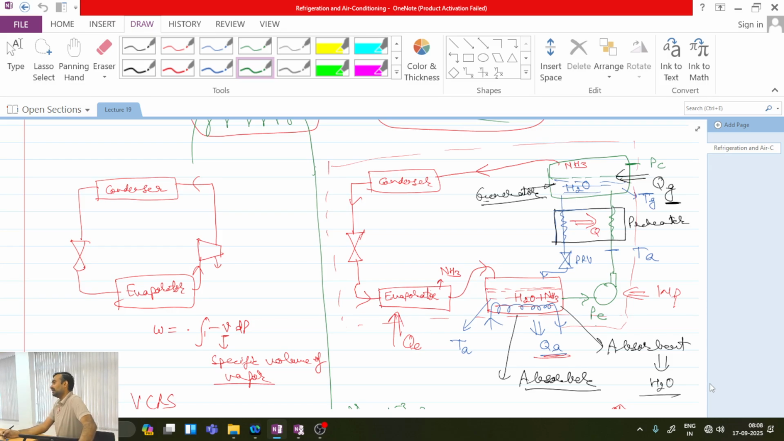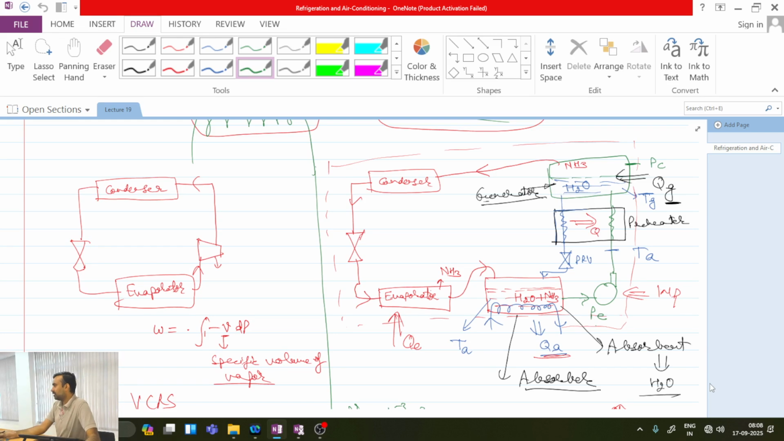Okay, so the difference between the VCRS and the vapor absorption refrigeration system is that here the compressor is replaced by the combination of absorber, pump, generator, preheater, and pressure reducing valve. So if we add all these five components together, then we can replace the compressor of a VCRS system.